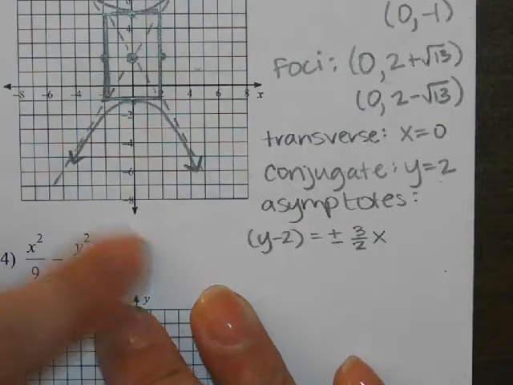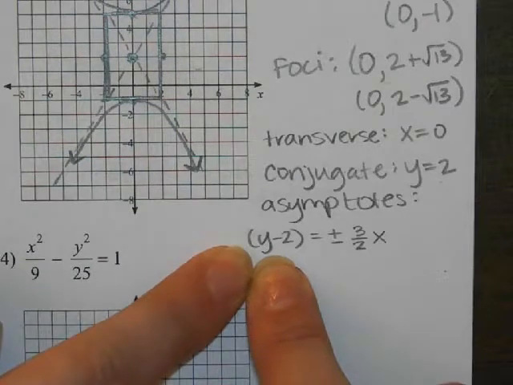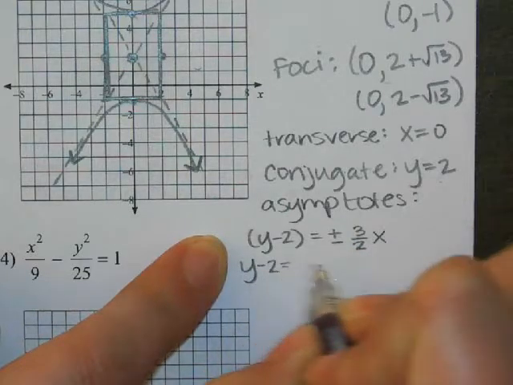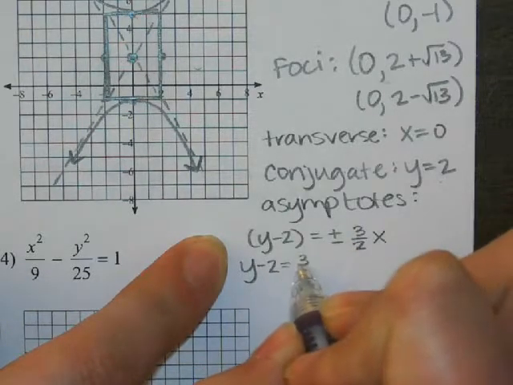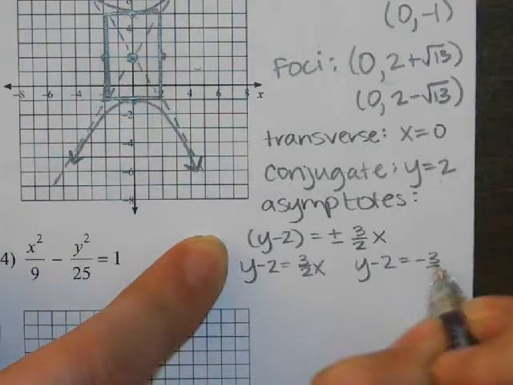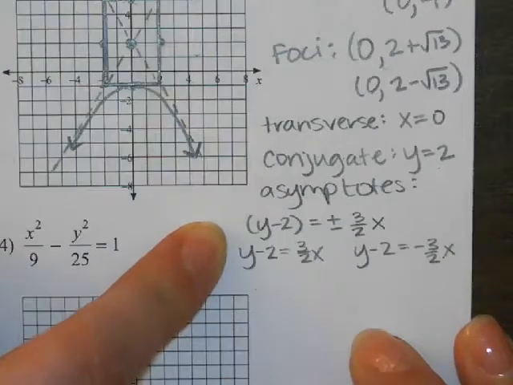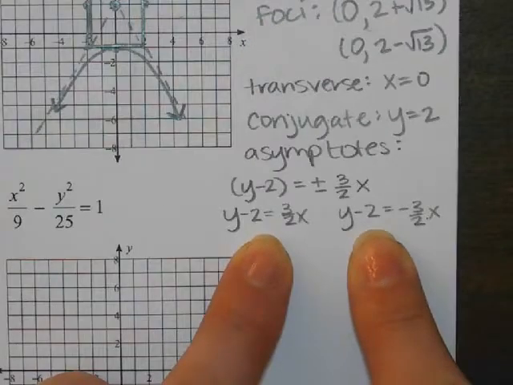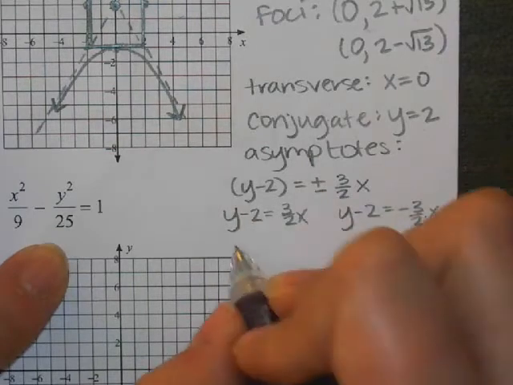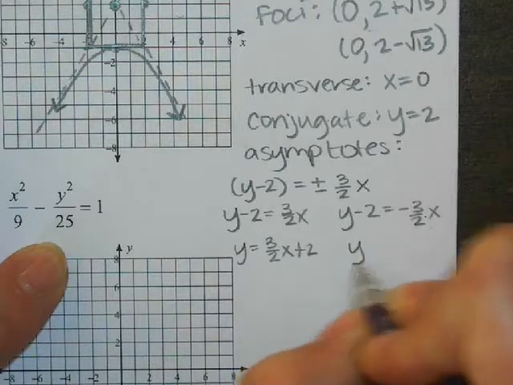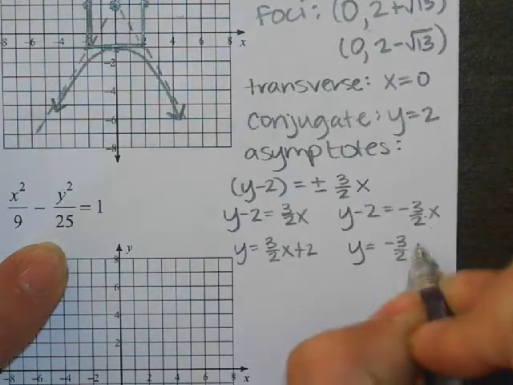Okay, so what do we do next? In this one, because the x parentheses don't have anything, we don't really need to make two equations. But for the sake of being consistent, I'm still going to do it. So I'm writing the two possibilities. And what do I need to do on each of them? Just add the 2 over. So y equals positive 3/2 x plus 2. y equals negative 3/2 x plus 2.